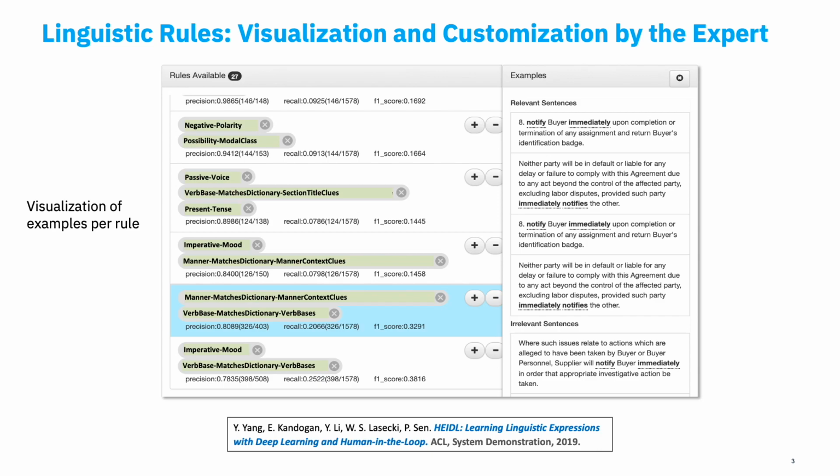Furthermore, for each rule, the system can drill down into concrete examples of sentences that illustrate the effect of the rule. For instance, one can see examples of relevant sentences that will cause the rule to fire and thus label the sentence as communication. And we can also see examples of sentences that are not relevant to the rule.